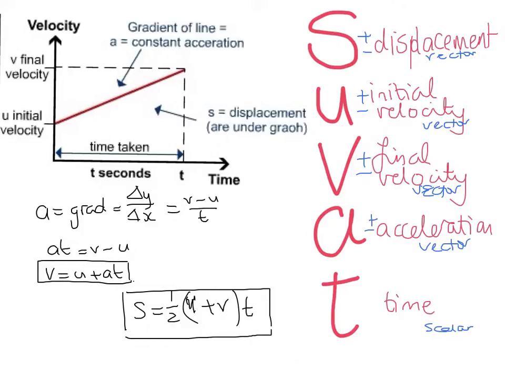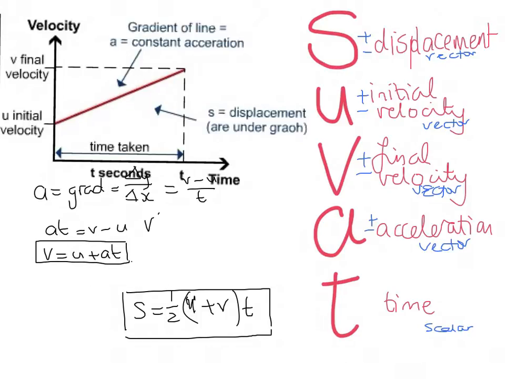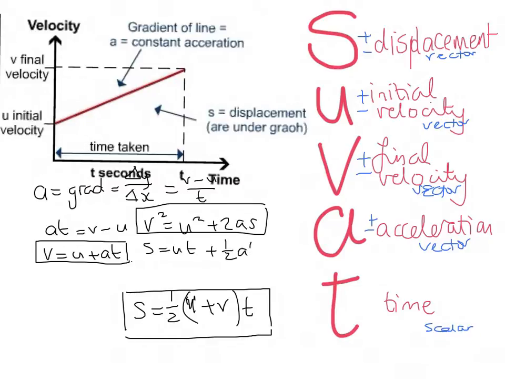The other three equations, and we'll come back to why in a minute, are: v squared is u squared plus 2as, we can use that one. We've also got s equals ut plus a half at squared, and we've also got s equals vt minus a half at squared. So these are the five equations that we're going to use in SUVAT problems.